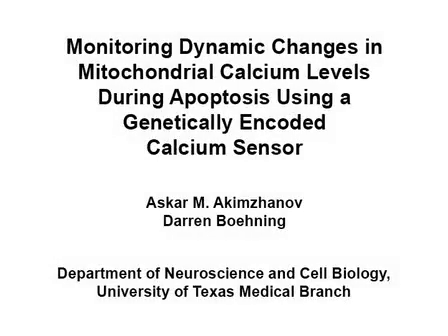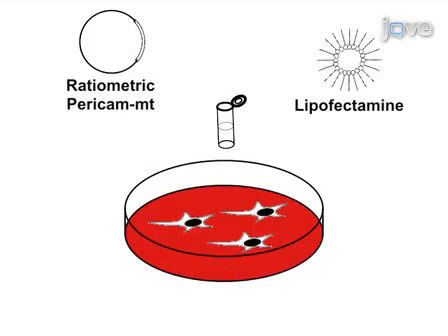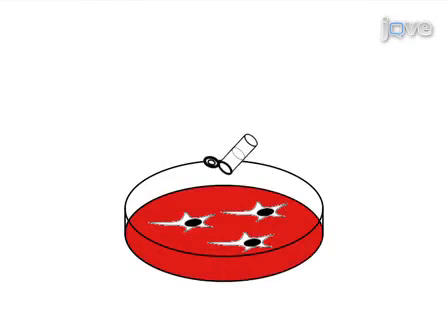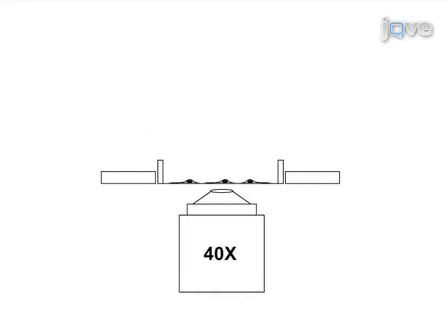The overall goal of this procedure is to monitor changes in mitochondrial calcium concentration in live cells. This is accomplished by first transfecting cells with the calcium indicator protein Ratiometric pericam, which is targeted to the mitochondrial matrix. 1 or 2 days following transfection, the fluorescence microscope and software is set up for live cell imaging.